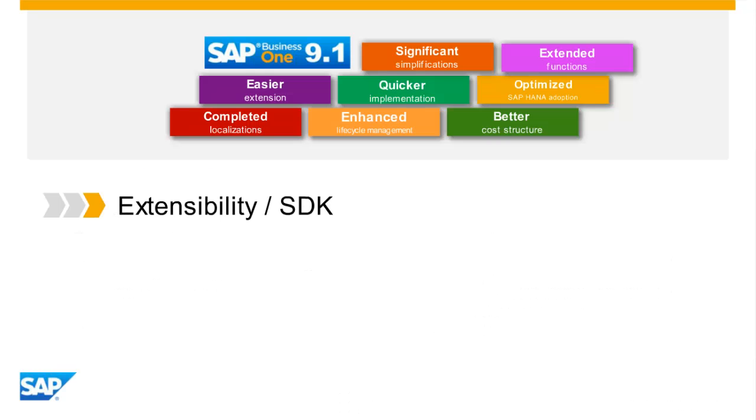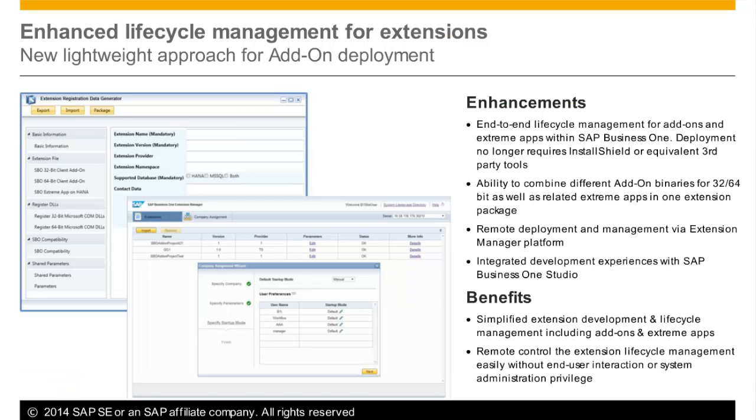Extensibility and SDK. With SAP Business One 9.1, there's a new lightweight approach available to package and deploy add-ons for SAP Business One. The new tool has the ability to combine different add-on binaries for 32 or 64-bit, as well as related extreme apps in one extension package.